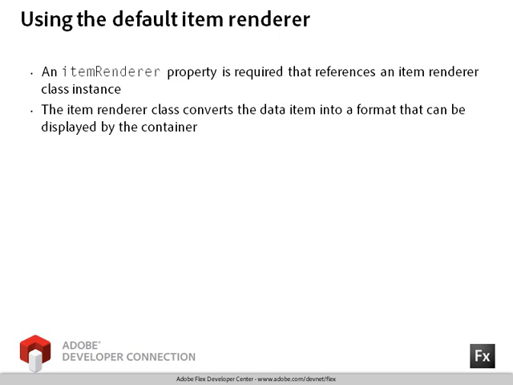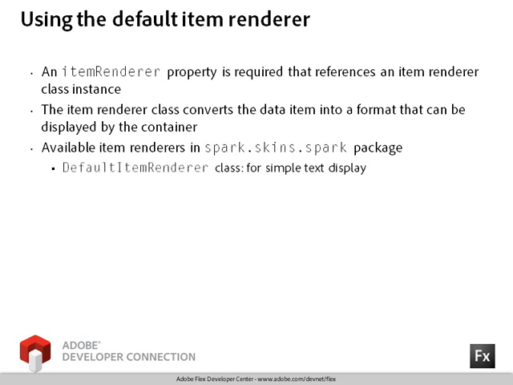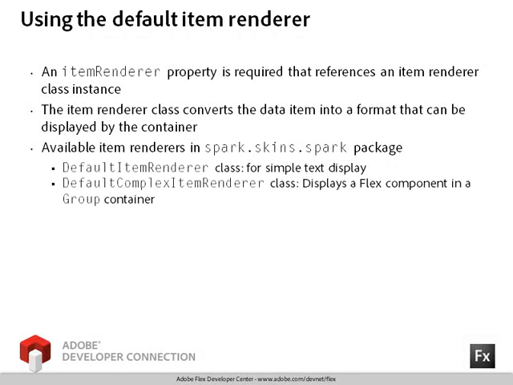An item renderer class defines how the provided data will be visualized and is based on the type of data that will be displayed. There are two default item renderer classes that are in the spark.skins.spark package. The default item renderer class is used to display simple data like strings or numbers. The default complex item renderer is used to display UI components. As I mentioned earlier, you will learn how to create a custom item renderer in the next video.